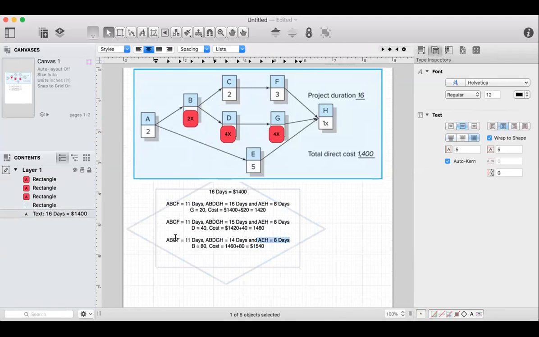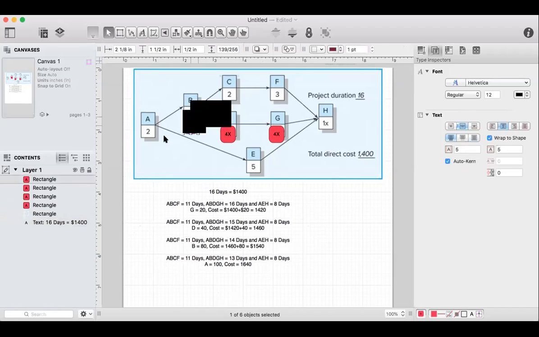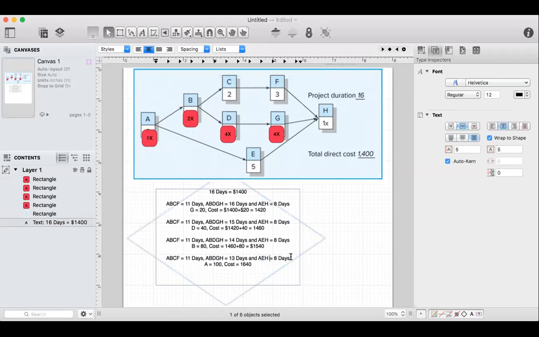Now we count again. And what we have now is we have, this is a 13. Okay, what do I crash now? A. A equal 100, I think. 100, cost equal 1640. And I can only crash A for one time. So what do I get here? Is 1x. All right, great. So now I've done that.